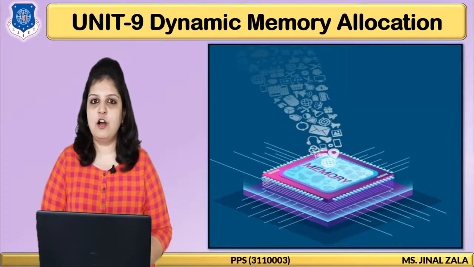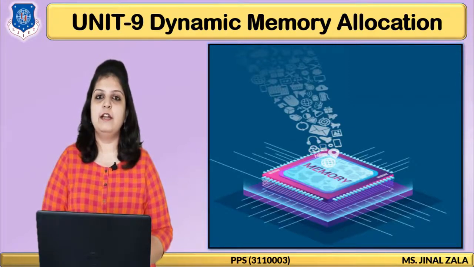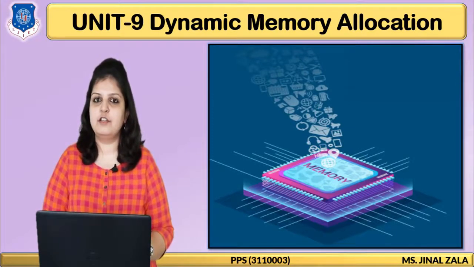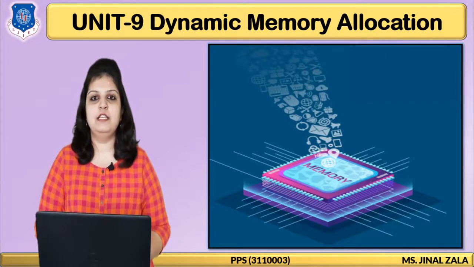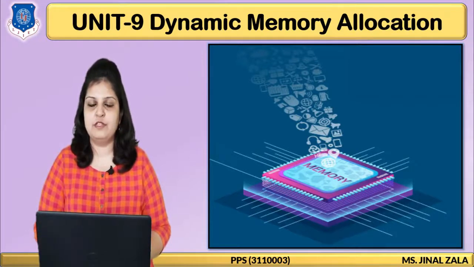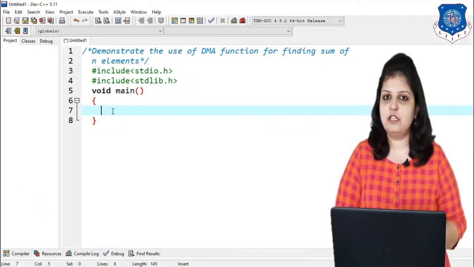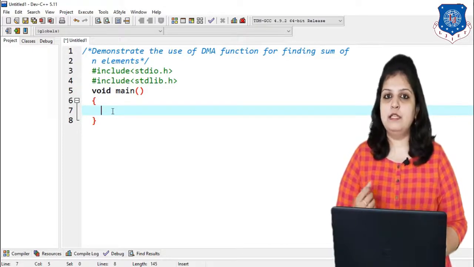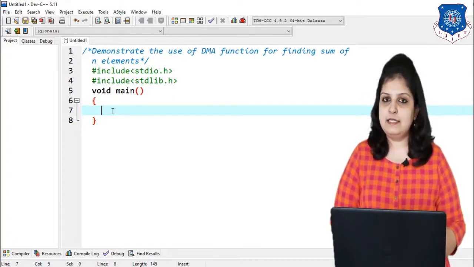In the previous video we had already started our 9th module, that is Dynamic Memory Allocation, and we learned some different functions which are used for memory allocation and deallocation. So today in this video lecture we are going to see practically how we can build a program using all these functions. Just see the definition: demonstrate the use of DMA functions for finding the sum of n elements. It means if I enter n is equal to 5, then our output is the sum of 5 different elements. So let's start with the header files.